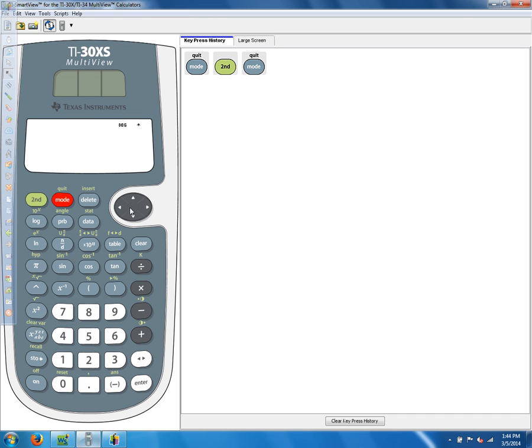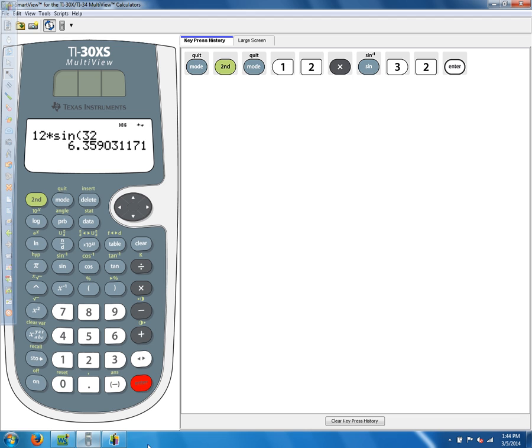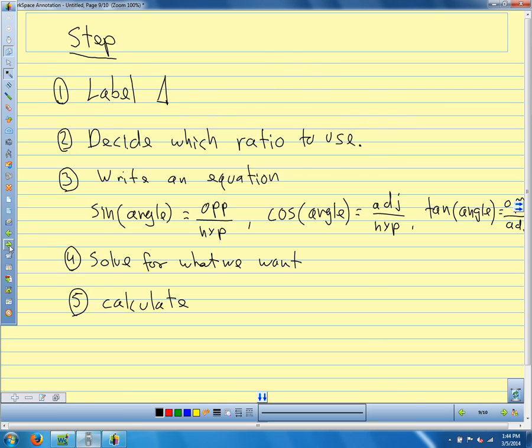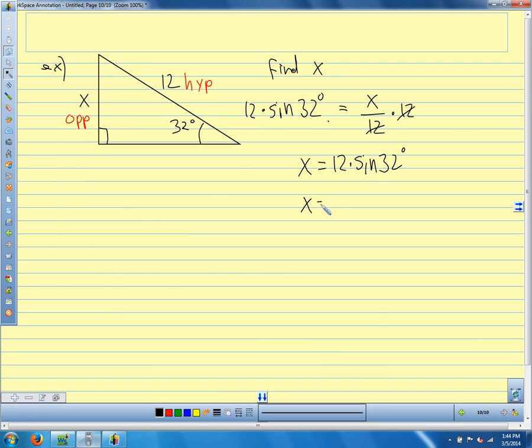So I'm going to plug in exactly what I wrote down: 12 times sine 32, enter. And I get 6.34. And I go back here. That tells me that x equals 6.34.